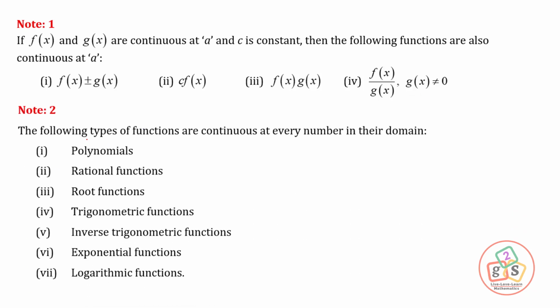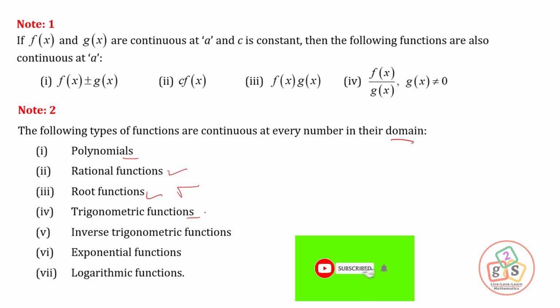Second note, the following types of functions are continuous at every point in their domain. That is, all polynomial functions, rational functions, and root functions, a function having square roots, are continuous. Also trigonometric functions, namely sine, cos, tan, and inverse trigonometric functions, sine inverse, cos inverse, and so on, and exponential functions, e power x, and logarithmic functions, log x, log of x plus 1, like that. So, these functions are all continuous at every point in their domain.